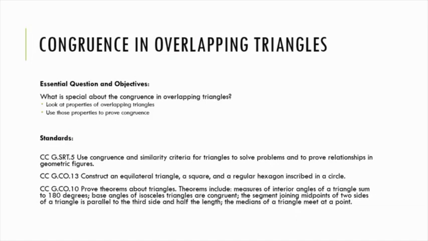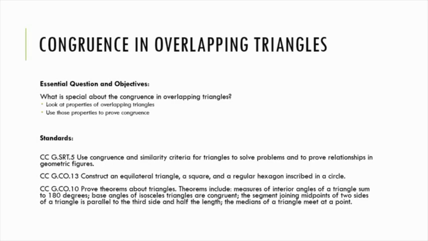Our essential question and objectives. What is special about the congruence in overlapping triangles? So we're going to look at properties of overlapping triangles and use those properties to prove congruence. Our standards: use congruence and similarity criteria for triangles to solve problems and to prove relationships in geometric figures. Construct an equilateral triangle, a square, and a regular hexagon inscribed in a circle. And prove theorems about triangles.